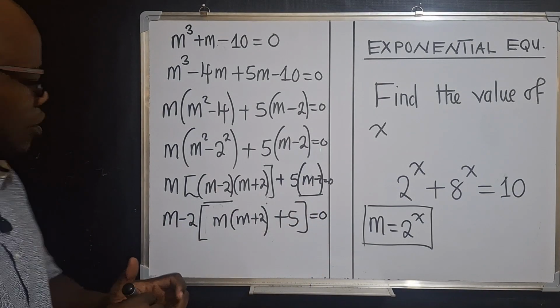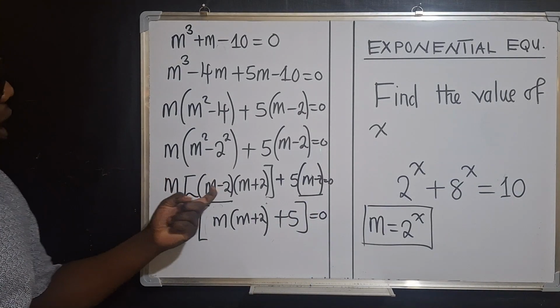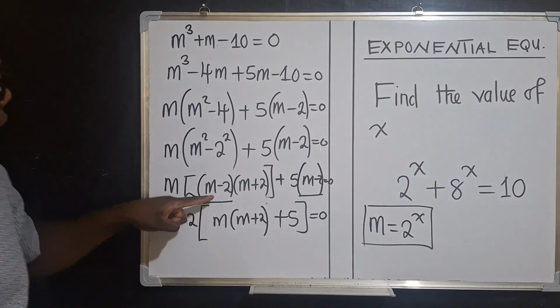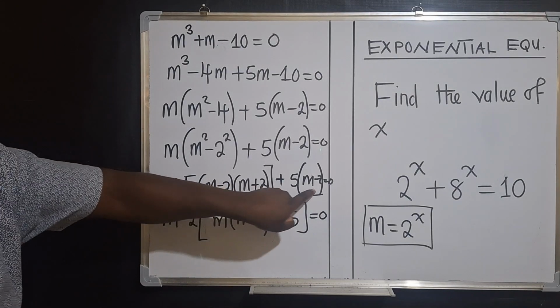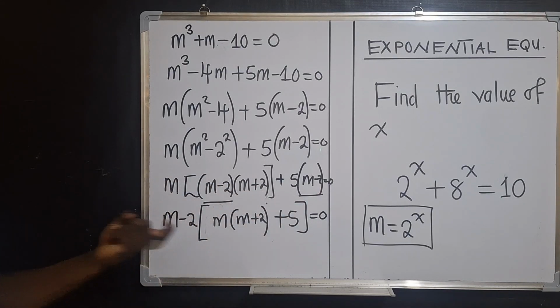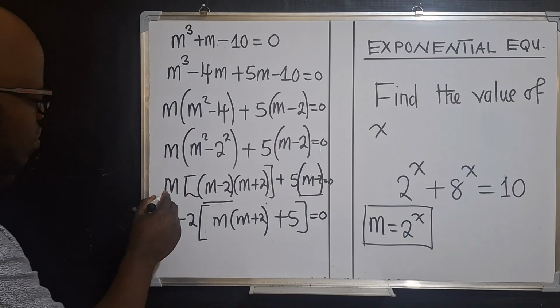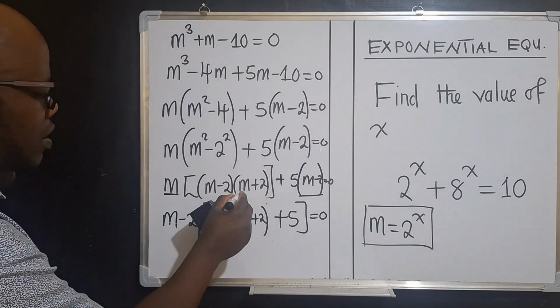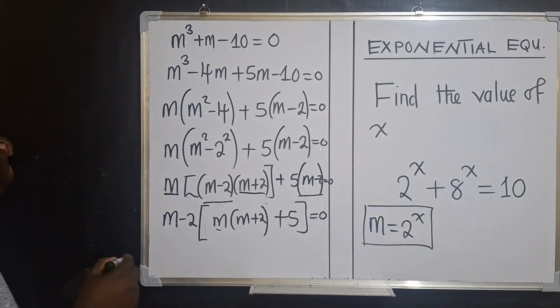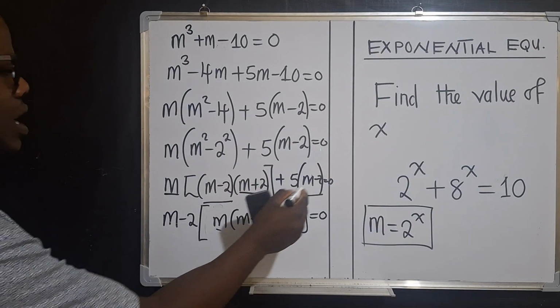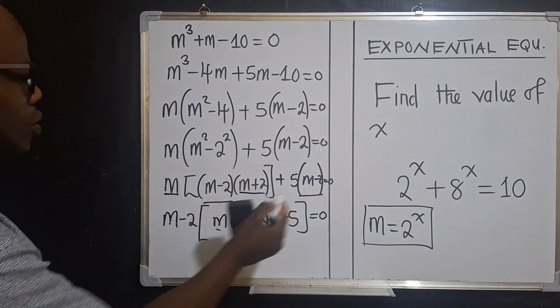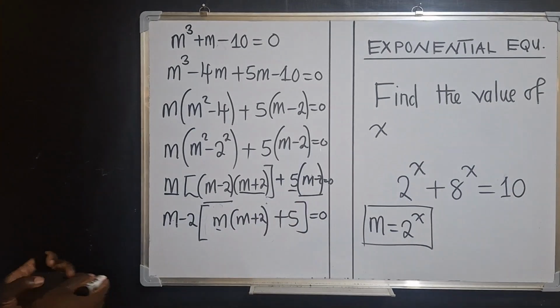So let me just run you through what I've done. After applying difference of two squares here, I got this m minus 2, m minus 2. Since it's common, I've factored it out. It's now outside the brackets. So here, if you can see, I'll remain with the m, which is here, and it must be multiplied by m plus 2, which is right here. Here, when we factor out m minus 2, we'll remain with the 5, which is right over here.